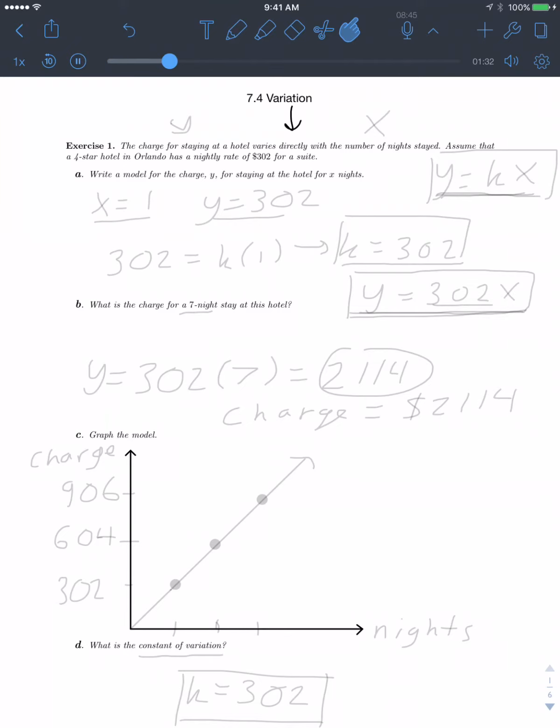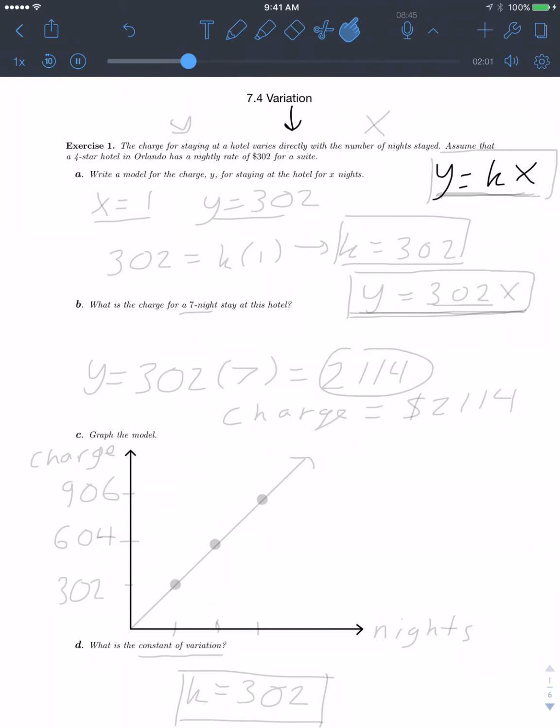So the definition for variation is that we say that y varies directly with x, or sometimes y is directly proportional to x, if y equals k times x. In other words, if there is some constant you multiply x by to arrive at y, which in this case we can see is what's going on.